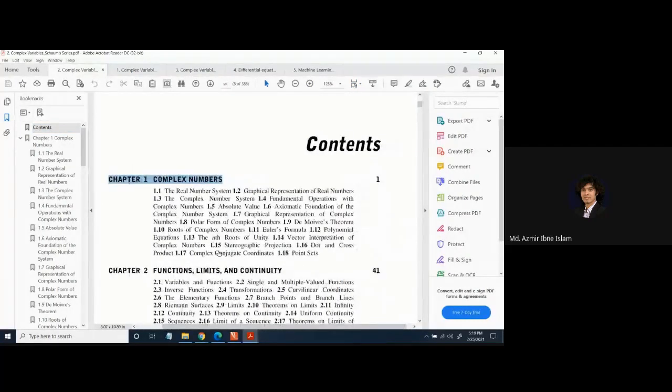In chapter 1, or let's say week 1, we will learn the basic components of complex number system. Okay, we will learn the fundamental operations, how to represent a complex number graphically, how to find the modulus and argument of a complex number, and also we will try to find the roots of any equation where complex number is involved. And then graphically, how we can represent complex number. So let me start from week 1 contents.